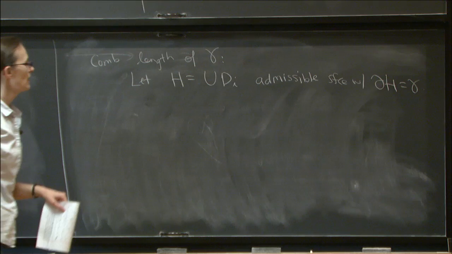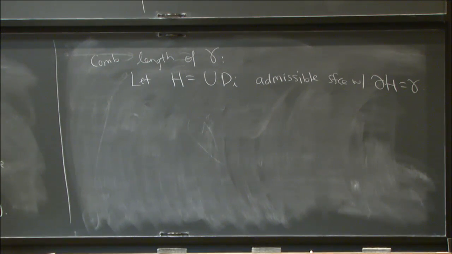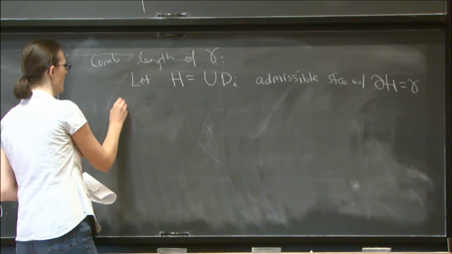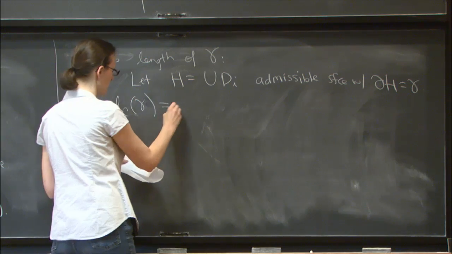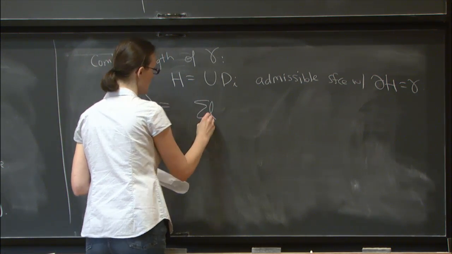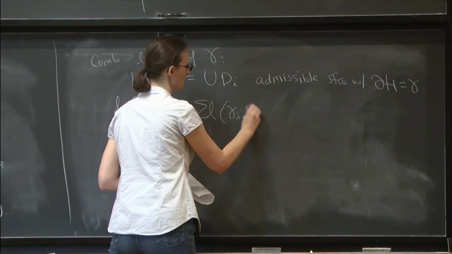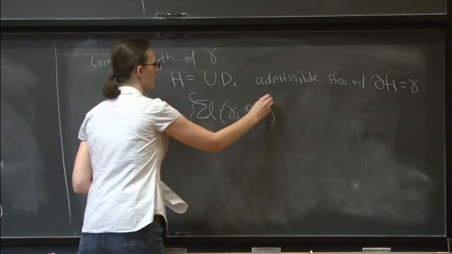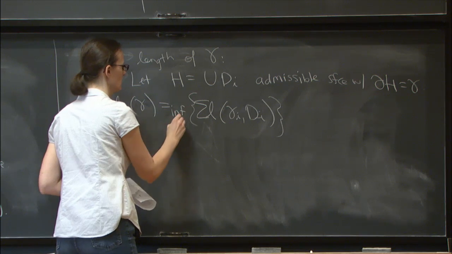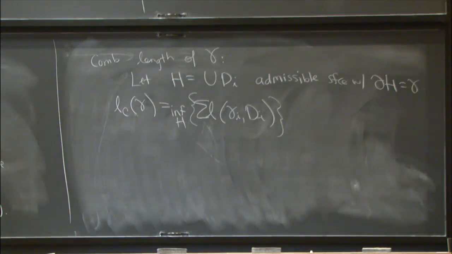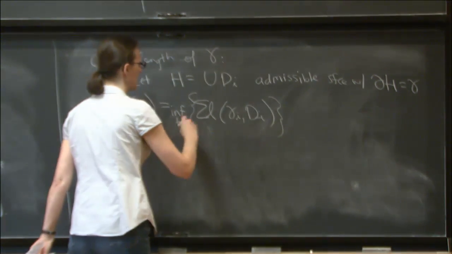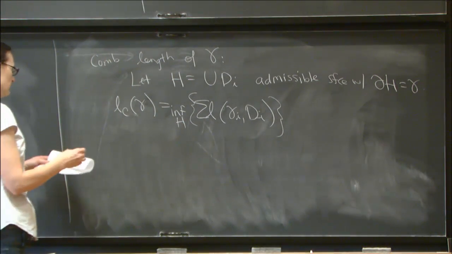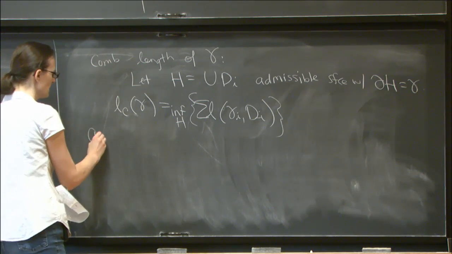Okay, so given a curve, we want to define a length of this curve. So we're going to take an admissible surface whose boundary is the curve, and we're going to define the combinatorial length of gamma to be the sum of the lengths of the gamma i with respect to the D i, and then we're going to take the infimum over all H. So given a curve, look at all possible admissible surfaces whose boundary is this curve, sum up their lengths, and then take the infimum. And we're going to apply this to lengths of slopes.